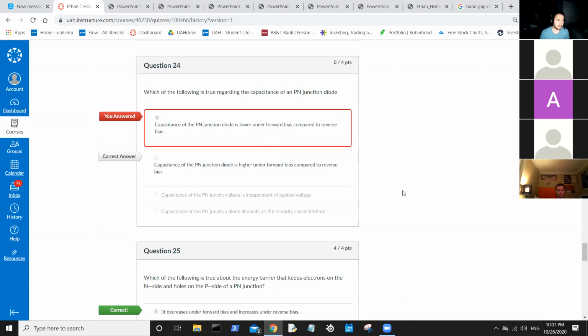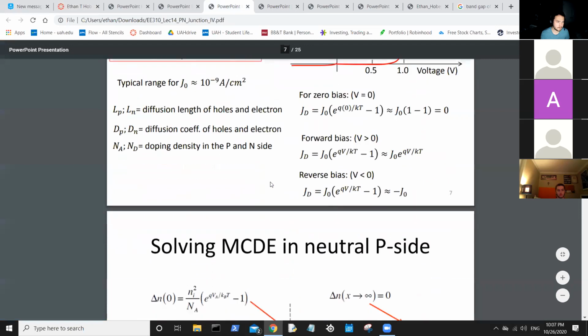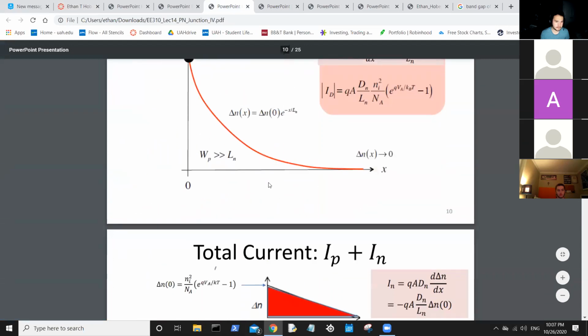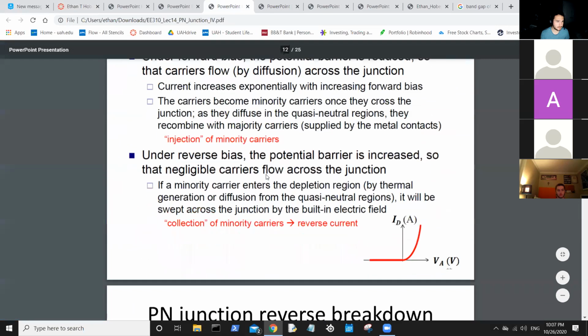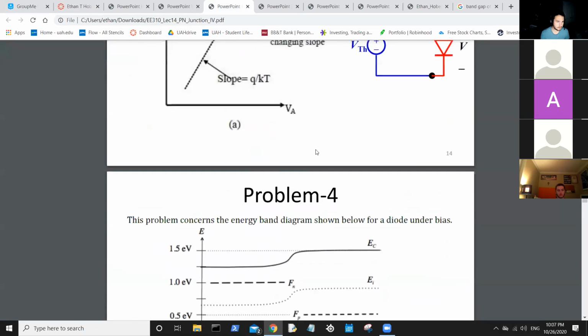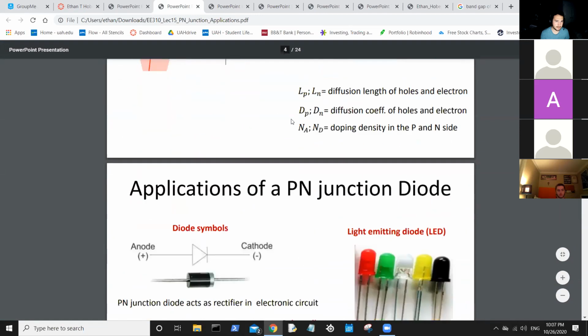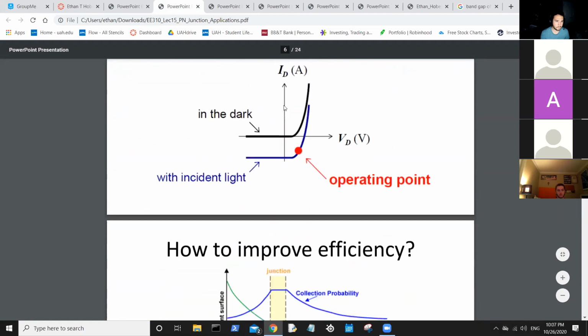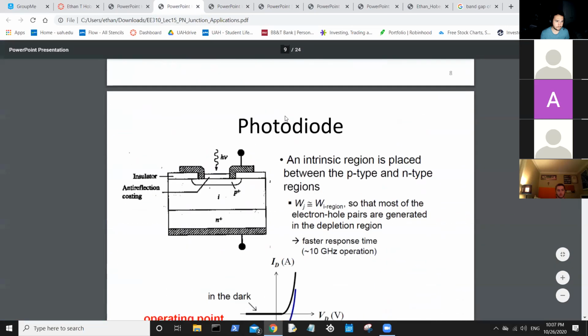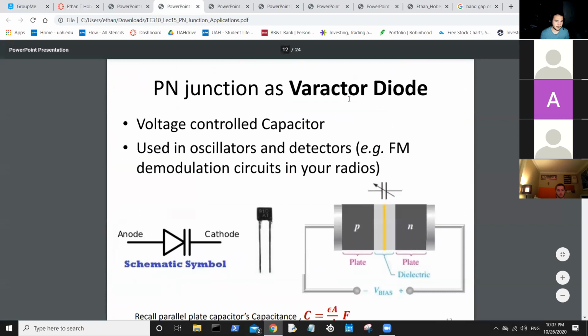Do we have any formulas for capacitance anywhere? I haven't been able to look around and find them yet. No idea. Let's see. Capacitance. That's a diode. Applications. I feel like it might be here. Varactor. Yeah, this says capacitance somewhere.